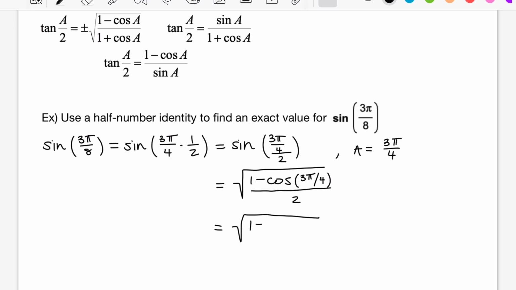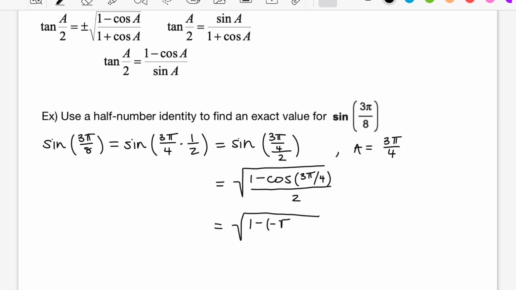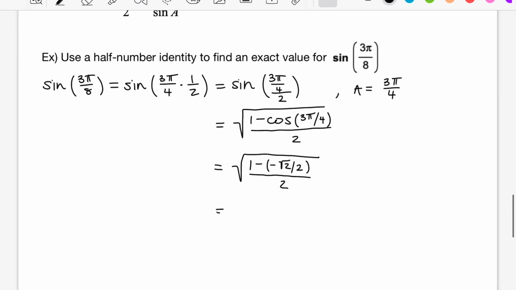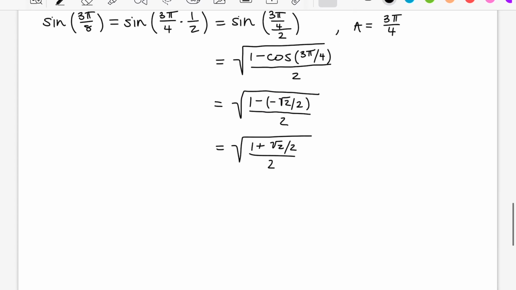Now, evaluating this, cosine of 3 pi over 4 is going to be negative root 2 over 2. And this is still over 2. So this gives us the square root of 1 plus square root 2 over 2, still over 2. Now adding these guys, we have 1 plus square root 2 over 2. So that's the same thing as 2 over 2 plus square root 2 over 2. So this gives us the square root of 2 plus the square root of 2 over 2. And this is still all over 2 under the square root.